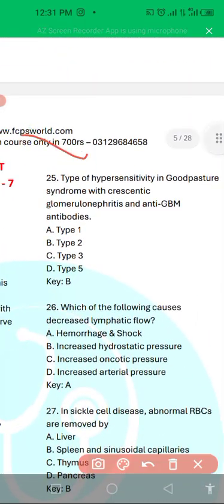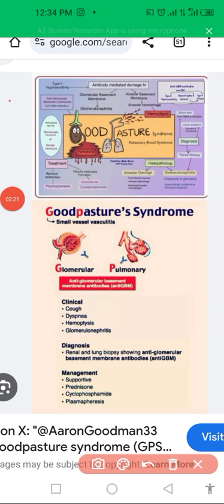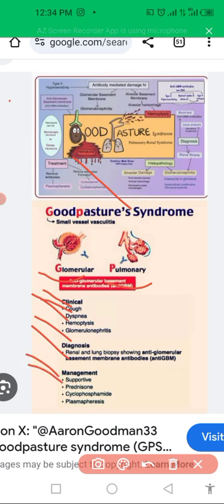The type of hypersensitivity in Goodpasture syndrome is type 2 hypersensitivity. We will be looking at the physiological aspect of Goodpasture. Goodpasture syndrome is autoimmune mediated damage of the glomerulus in the kidney, and the lung is also involved. Now, when there is damage, there will be cough, dyspnea, hemoptysis, and glomerulonephritis. And management is supportive treatment.